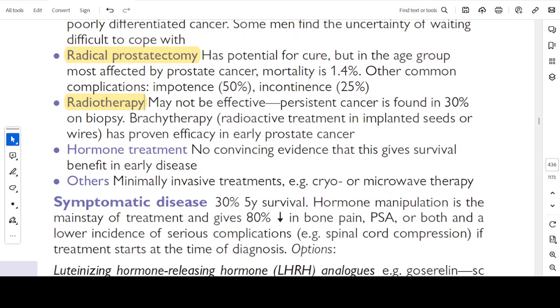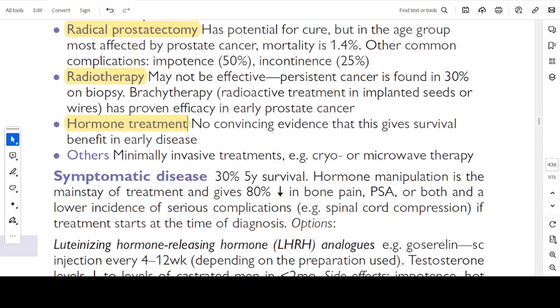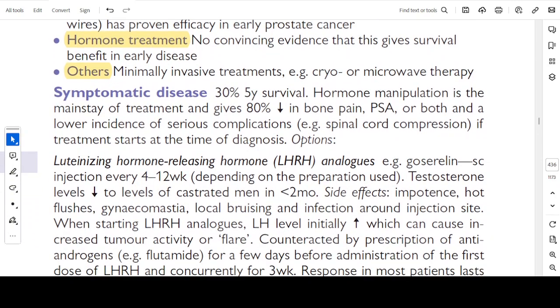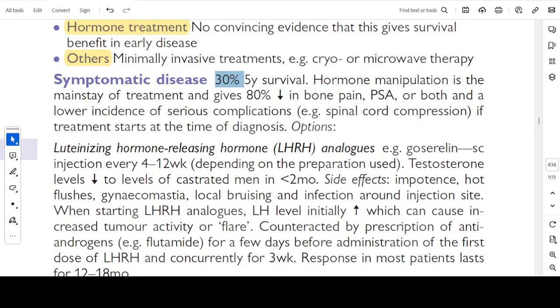Brachytherapy, radioactive treatment with implanted seeds or wires, has proven efficacy in early prostate cancer. Hormone treatment: no convincing evidence that it gives survival benefit in early disease. Others are minimally invasive treatments like cryotherapy or microwave therapy. Symptomatic disease: in symptomatic disease, 30% 5-year survival.